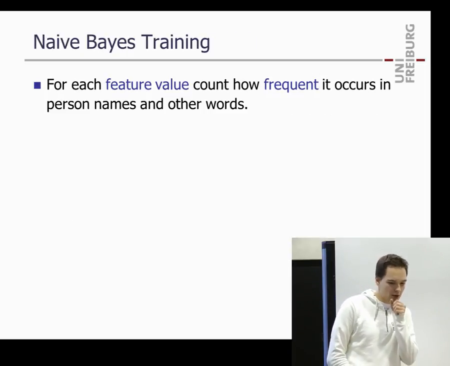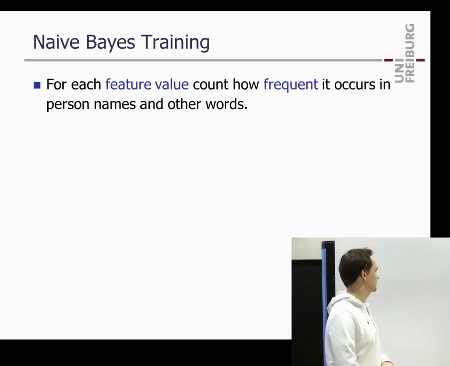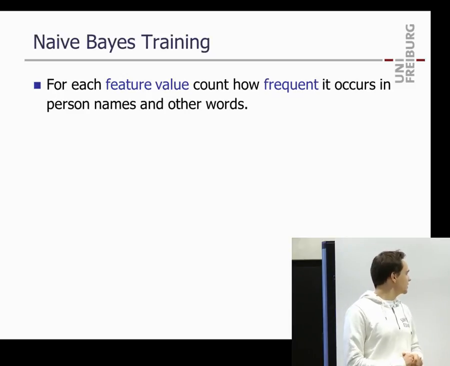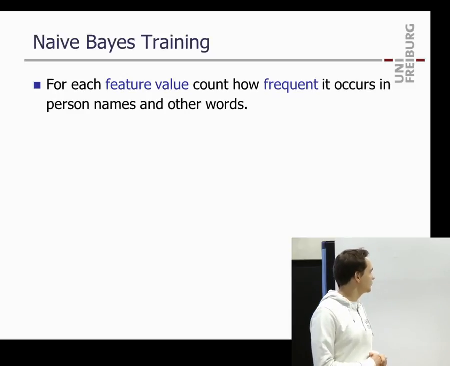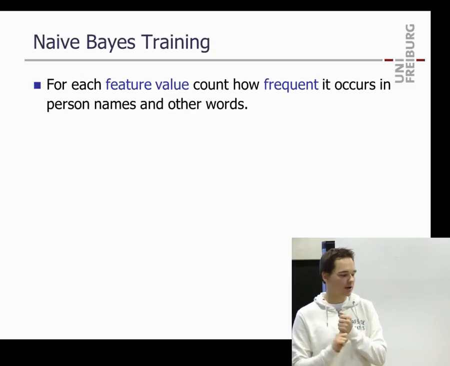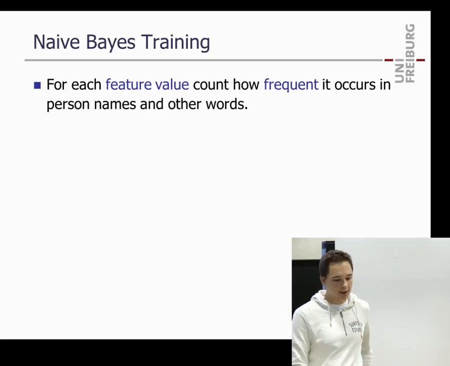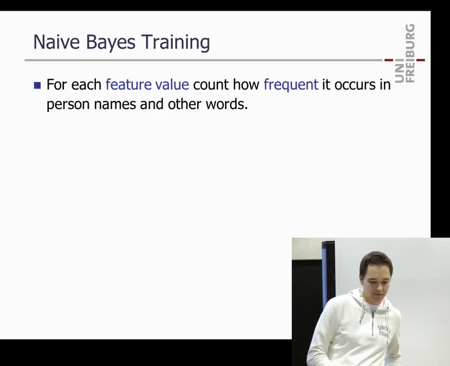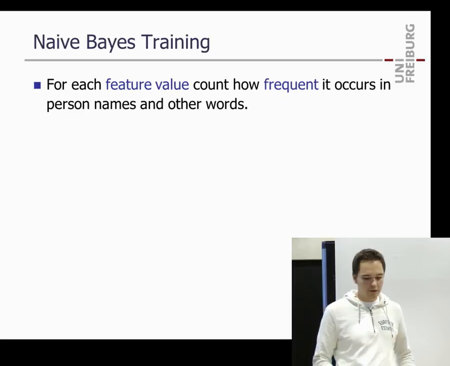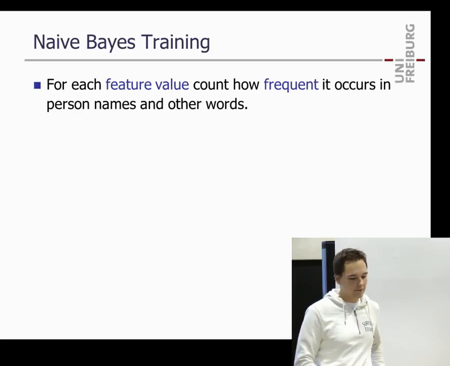Okay, now I will show you one specific algorithm, which is naive Bayes, and how it trains. How does it learn? What it does is basically count. So for each feature value, maybe it's capital or it's not capital, the feature value can be the word Tiger or Michael or Ina. And for each of these feature values, naive Bayes will count how frequently this feature value occurs in person names, and will also do the same for other words.